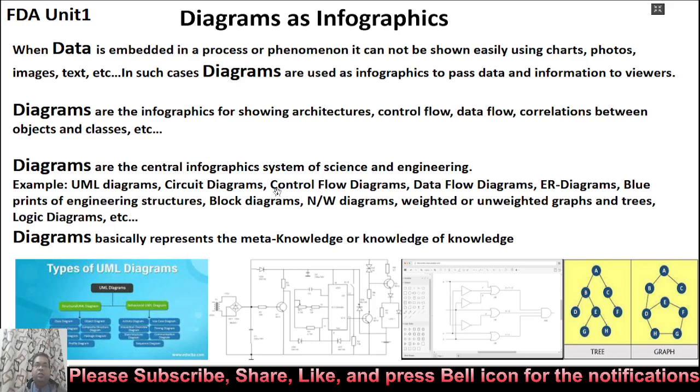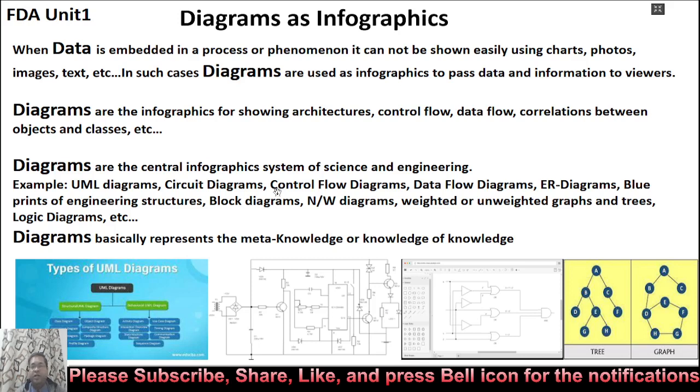So diagrams are the infographics for showing architectures, control flow, data flow, correlations between objects, classes, and so on. So diagrams are the central infographic system of science and engineering. All the science and engineering is completely based on diagrams. For example, in software engineering you have the unified modeling language diagrams, UML diagrams, a total of 12 diagrams. If you go with electrical or electronics engineering, you have circuit diagrams, control flow diagrams, data flow diagrams, entity relationship diagrams, blueprints of engineering structures.